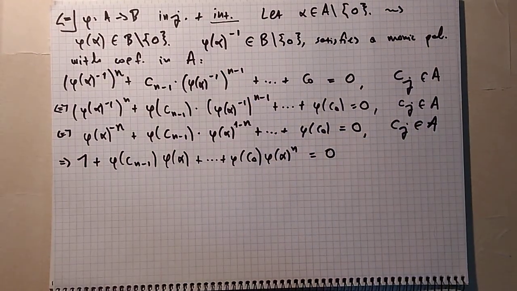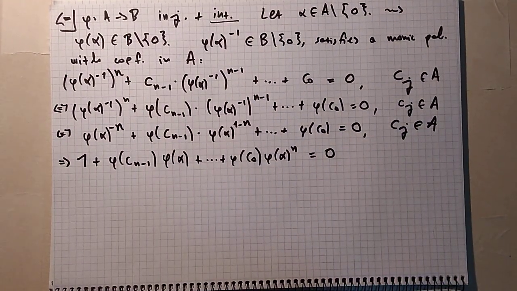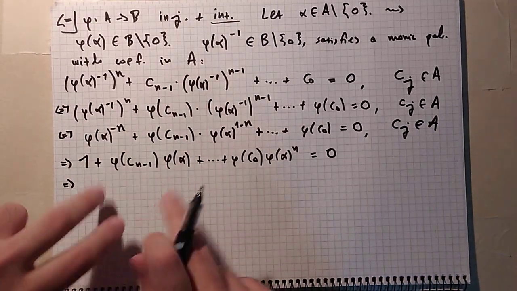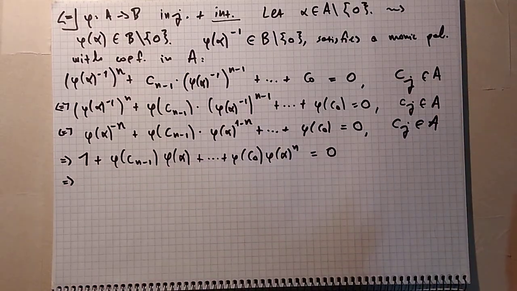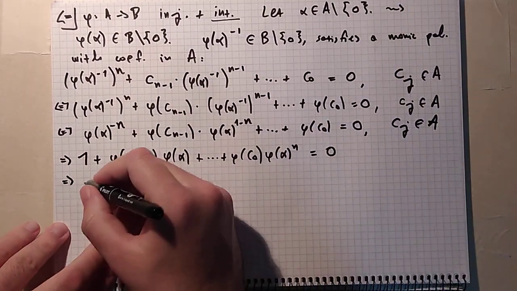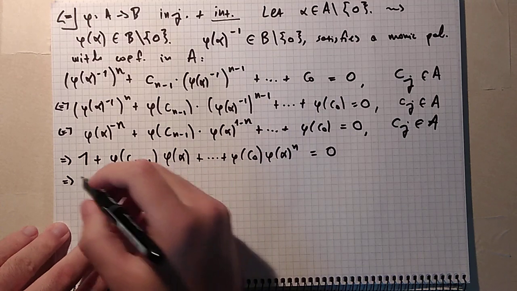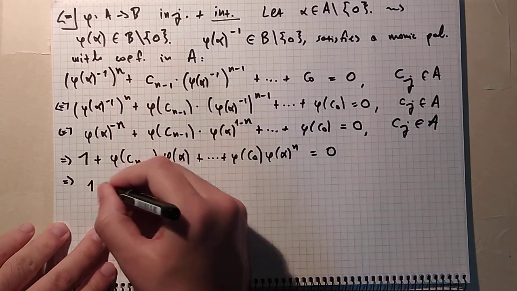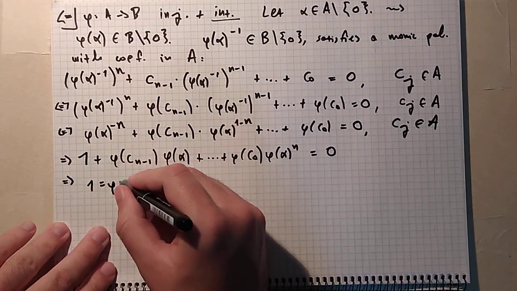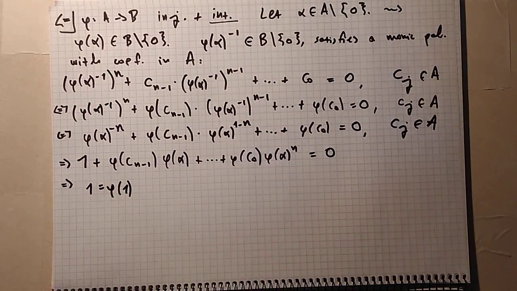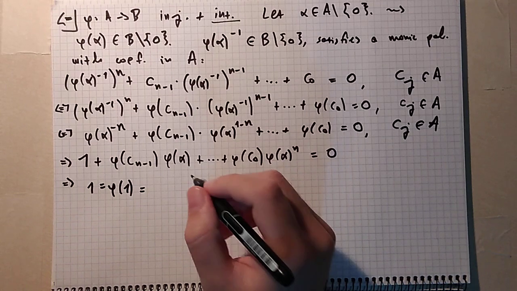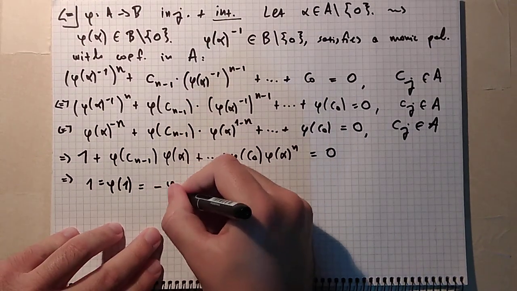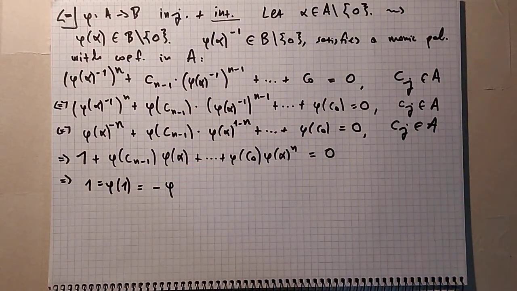And this is equal to 0. Right, and now what I do is I move everything except 1 to the right hand side. But now I also notice the following simple observation: I have 1, which is of course equal to phi of 1, because I assume that all my ring homomorphisms just send 1 to 1, and this is going to be minus, and then, since phi is a ring homomorphism, I can just put everything together in one big parenthesis.